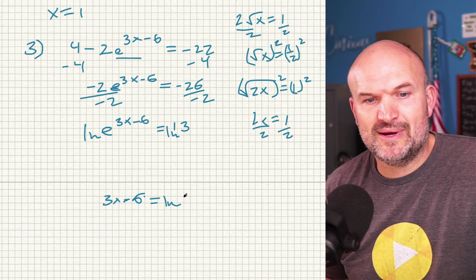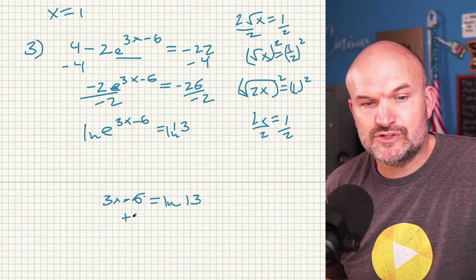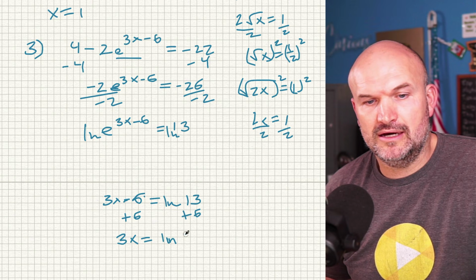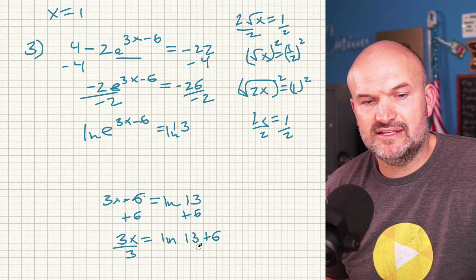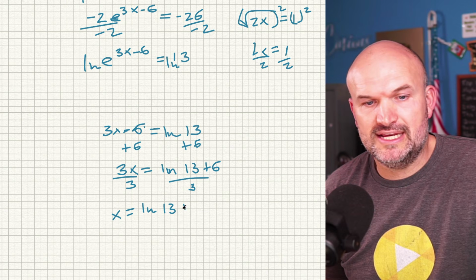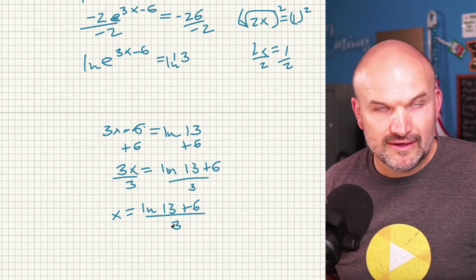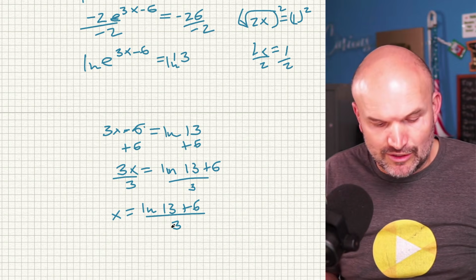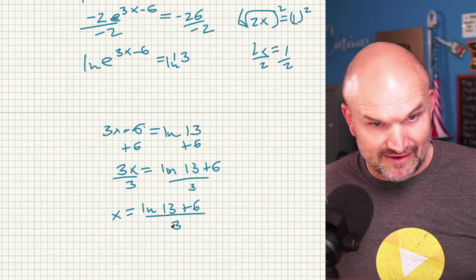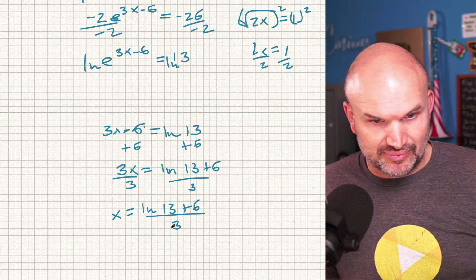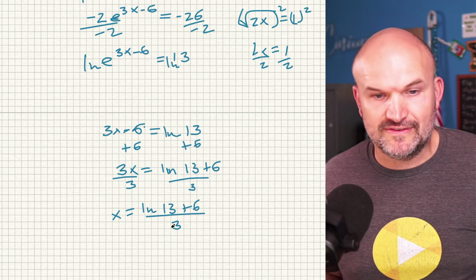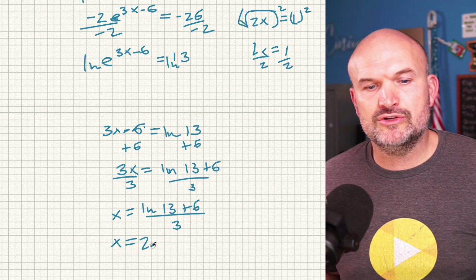3x minus 6 is equal to ln of 13. Now I'm just going to add a 6 to both sides. 3x is equal to ln of 13 plus 6, and then divide by 3. So x is equal to ln of 13 plus 6, divided by 3. Now again, that is your correct answer, but if your teacher or if the test has a decimal equivalent, we got to make sure we plug it into our calculator. So I'd have ln of 13, and then plus 6, and then divide that by 3, and I get 2.85. So let's just leave that as x is equal to 2.85.